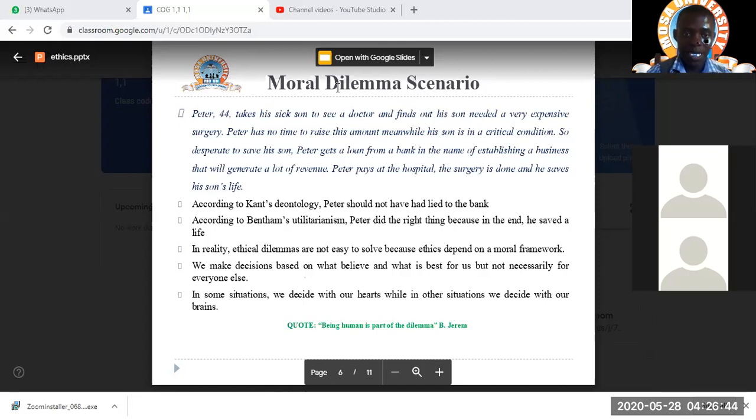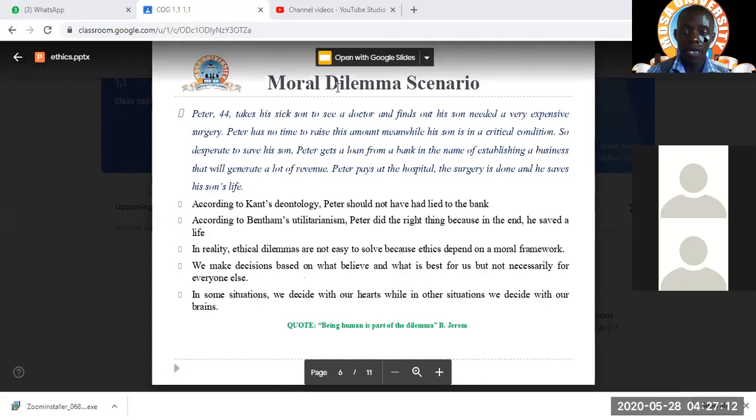So to sum this up, in reality, ethical dilemmas are not easy to solve because ethics depend on a moral framework. We make decisions based on what we believe and what is best for us, but not necessarily for everyone else. In some situations, we decide with our hearts, while in other situations, we decide with our brains. A simple quotation under this one says, being human is part of the dilemma.